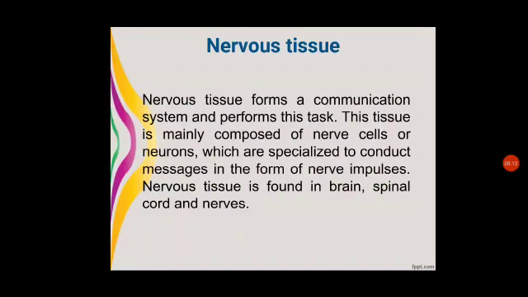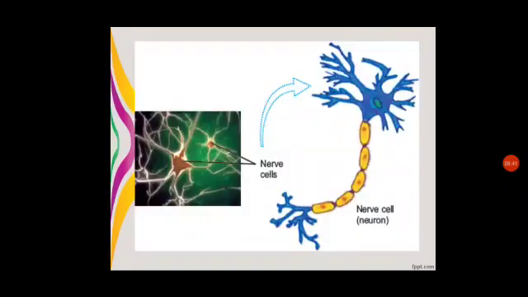And students, you know, like the blood, the nerve cell or neuron network is almost in the whole body. It is scattered in each and every minor part of the body. So we can say that nervous tissue forms a communication system, and this tissue is made up of neurons or nerve cells. Here you can see the neuron or nerve cell. We have already studied about the neuron, its body, and its shape.